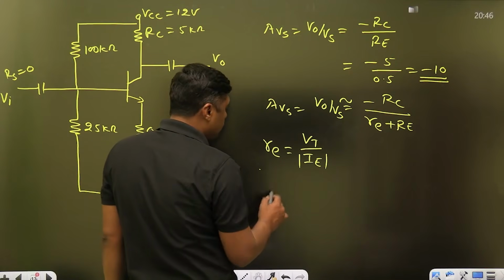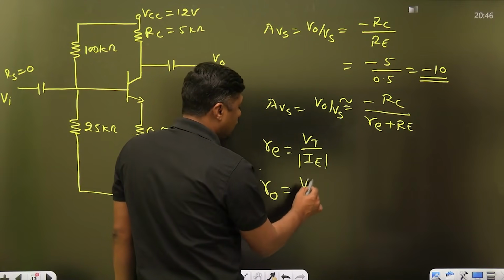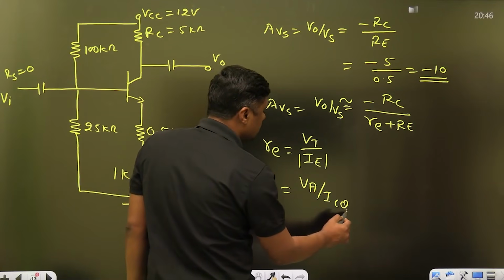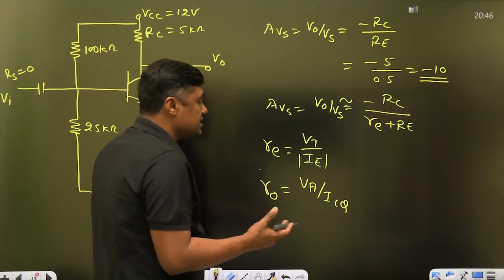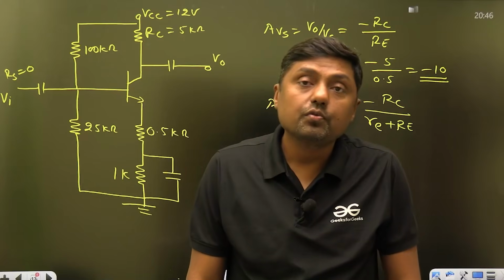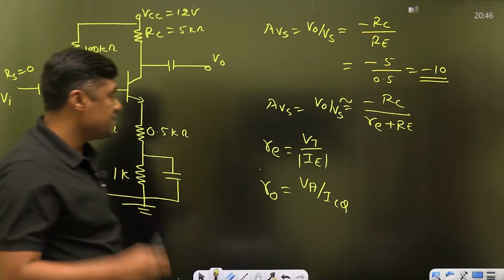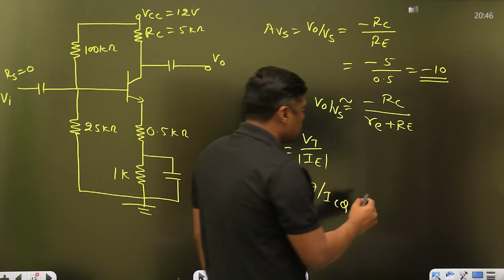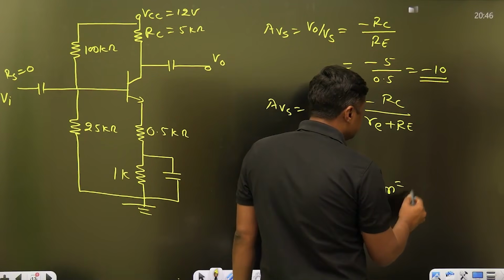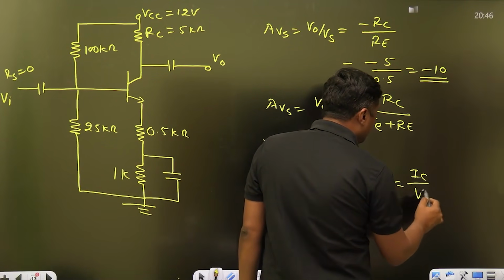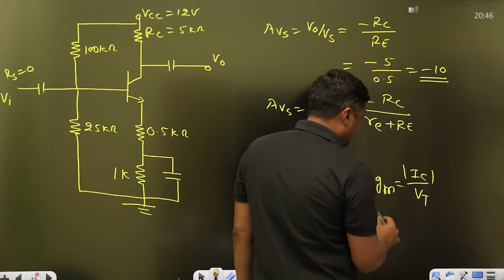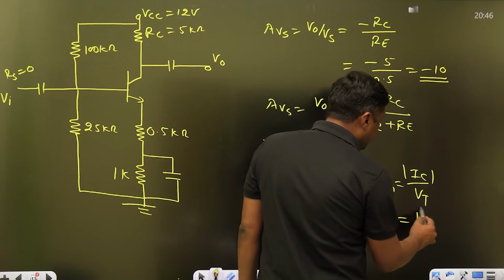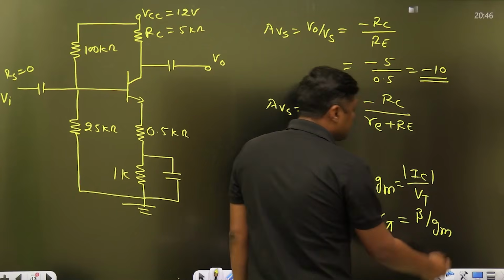Early voltage में इस बार दो क्वेश्चन हैं, one in EDC, one in analog. VA upon ICQ will give you the output resistance of the circuit, R0. VA upon ICQ, guys, you can calculate the output resistance. Now you can also calculate the GM, the transconductance: IC upon VT. You can calculate R pi as beta by GM. Beta is given in the question.